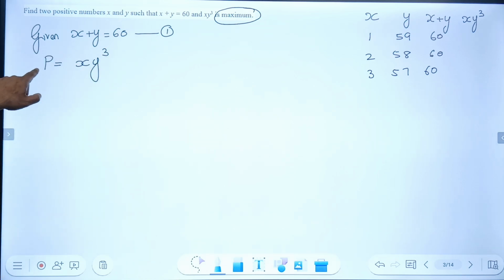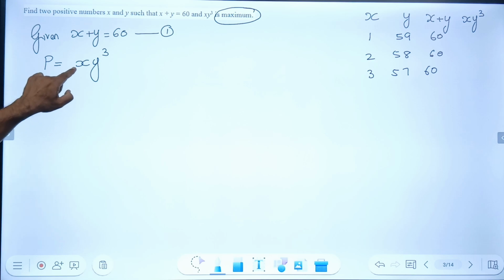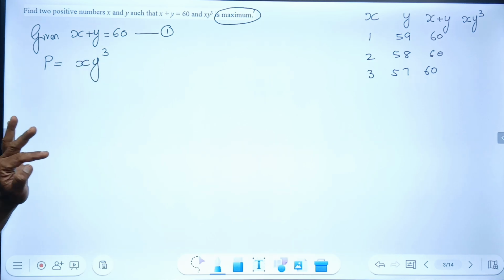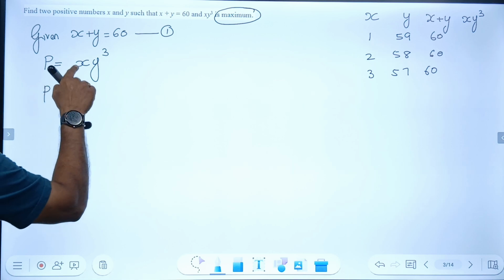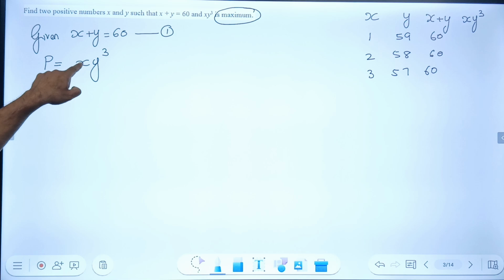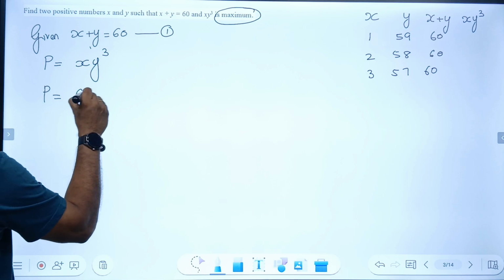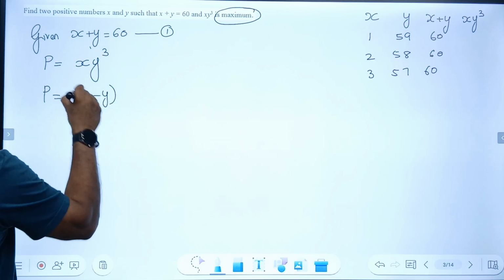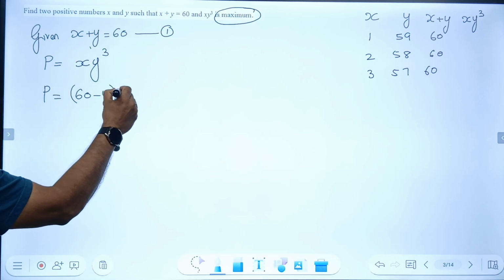And clearly the quantity p, which I want to maximize, will definitely have more than one variable. What are the variables? X and y. I need to change it to a single variable. Now the question is, should I change x or should I change y? It's always better to change x because the power of x is 1, so our calculations will become simpler. So what is x? X is nothing but 60 minus y. I always use the given quantity to convert it to a single variable.